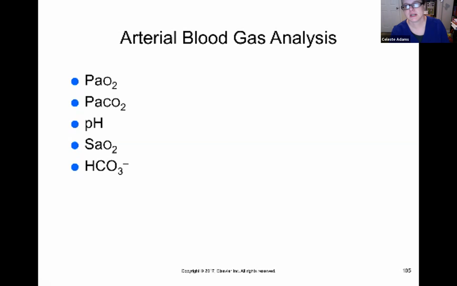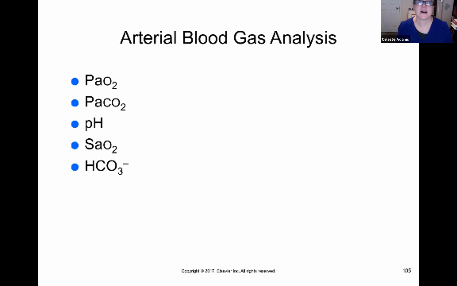So in the ABG analysis, this is what's going to show in your ABGs: the PO2, the PaCO2, which is carbon dioxide, the pH, the SaO2, and the HCO3, which is bicarb. For problem purposes, these are the things I want you to be zoned in on: the carbon dioxide, the pH, and the bicarb, for problem solving.